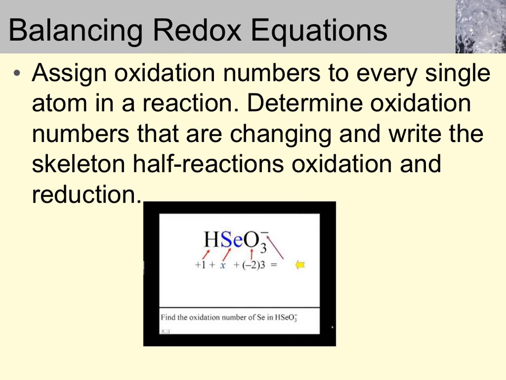Alrighty. So after you've assigned oxidation numbers to every single atom in the redox reaction, you look at the oxidation numbers and you determine which atoms, which elements, have given up electrons from the reactant side to the product side, and which elements have accepted extra electrons going from the reactant side to the product side. And that is how you identify your half reactions. That is your oxidation half reaction and your reduction half reaction.